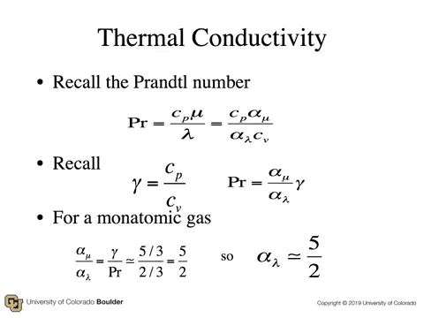So recall various numbers: the Prandtl number, c sub p mu over lambda, and gamma, which is the ratio of specific heats, so that the Prandtl number can be written as alpha mu over alpha lambda times gamma for a monatomic gas. And for a monatomic gas, the ratio of alpha mu over alpha lambda is equal to 5/2. And so if alpha mu is 1, then alpha lambda would be 5/2.